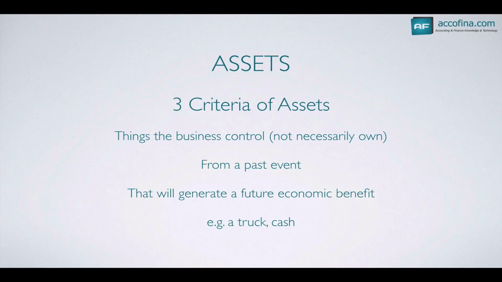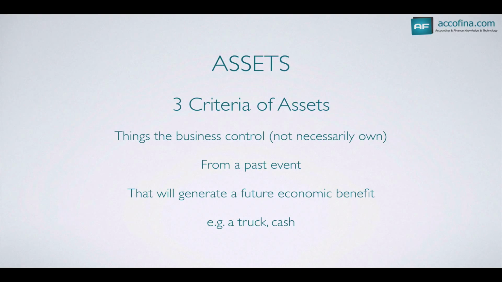For an asset to be recognized on the balance sheet, there's three criteria. Firstly, it must be something that's within the business's control. Generally, this is ownership, but it doesn't have to be ownership. For example, you could lease an asset and it will be on the balance sheet if it's a finance lease.